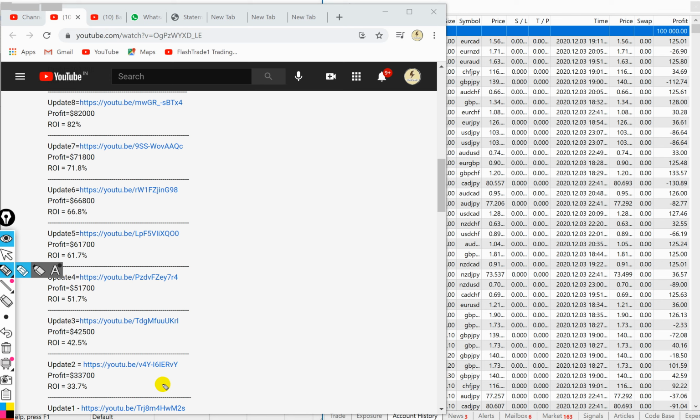Also, in update 1 and update 2, I placed live orders into this account and showed that Flash Trade 1 has the access of trading of this account.